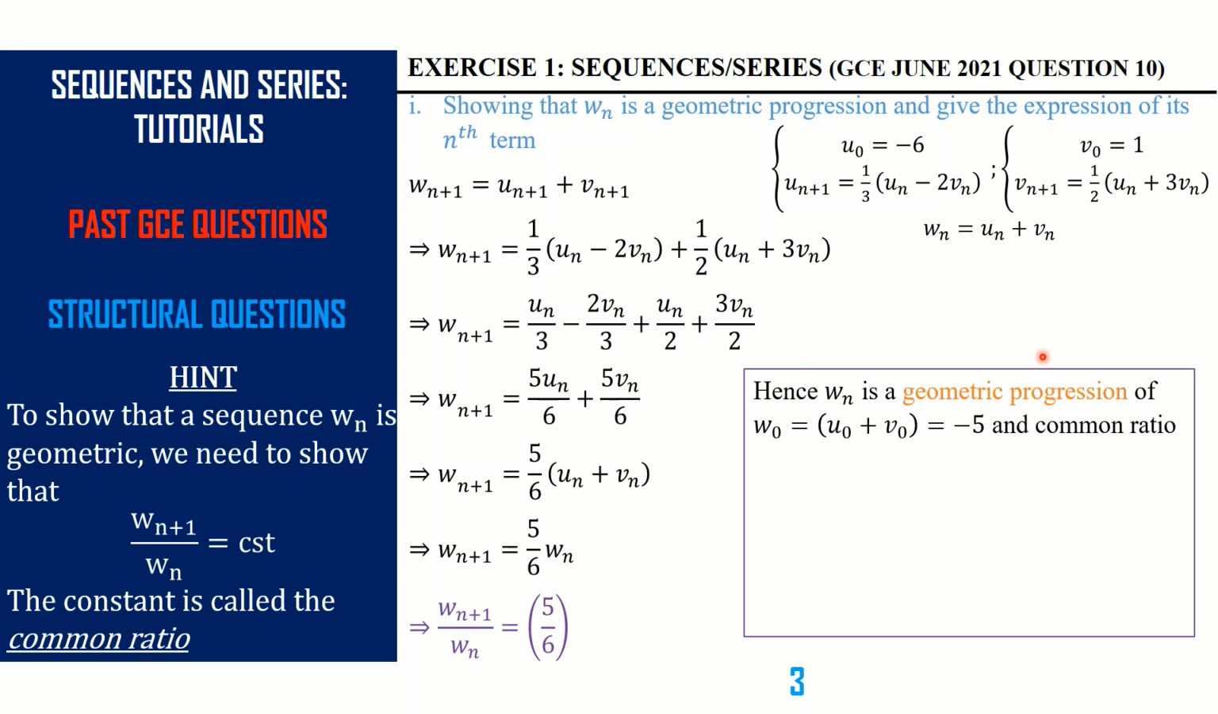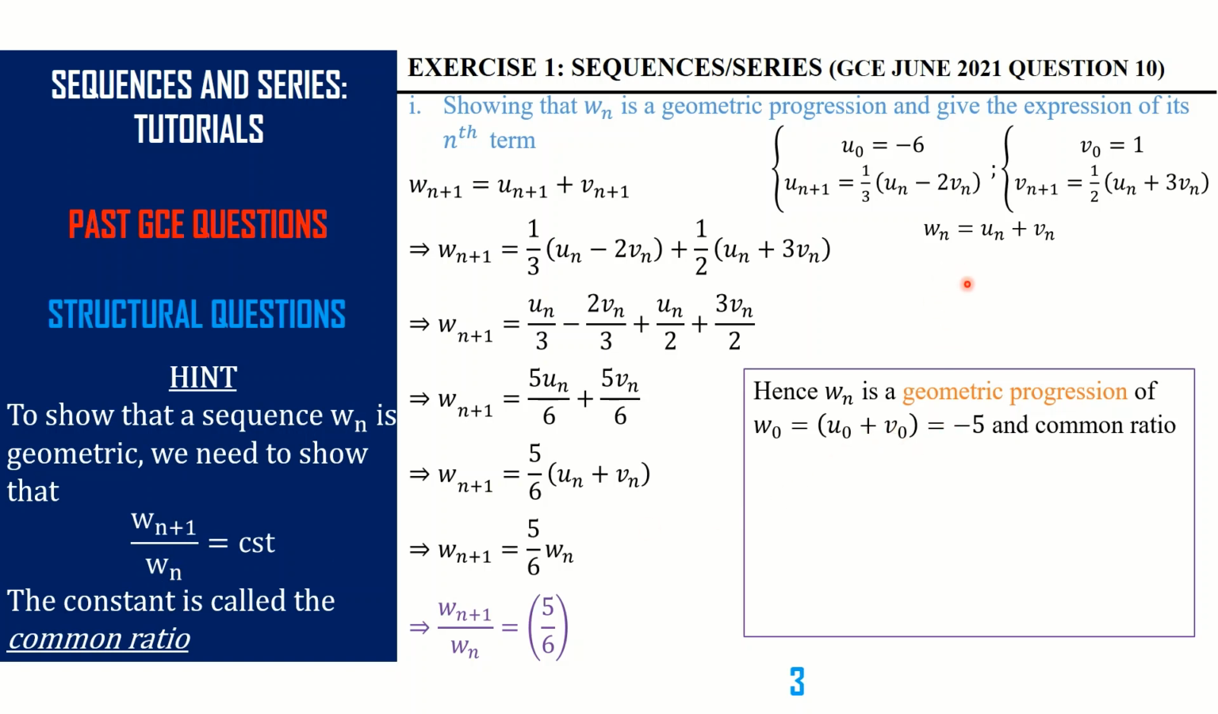Now the next aim of the equation is to express Wn in terms of n, that is giving the expression of its n term. Now the n term of a geometric progression is characterized by its first term and its common ratio. We have the common ratio already. It is 5 divided by 6 because it is the ratio between the n plus 1 term and the n term. But now we need the first term.